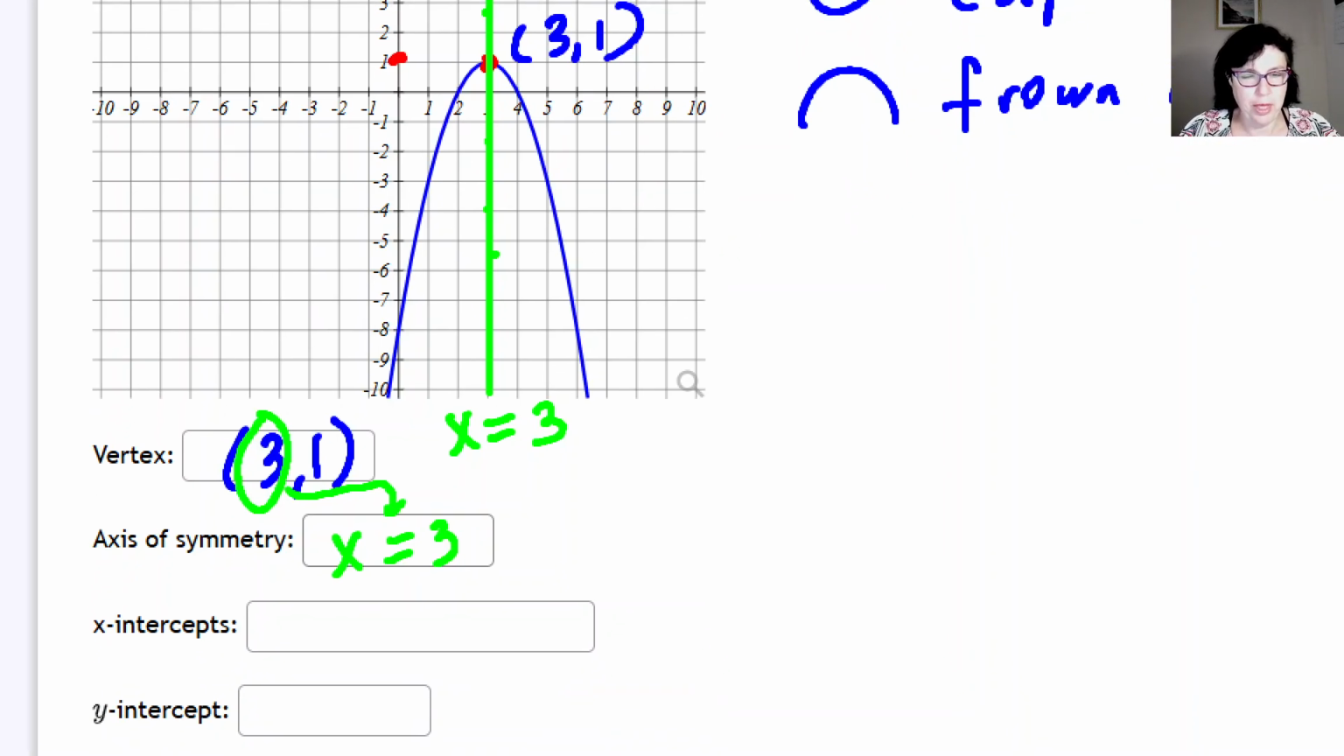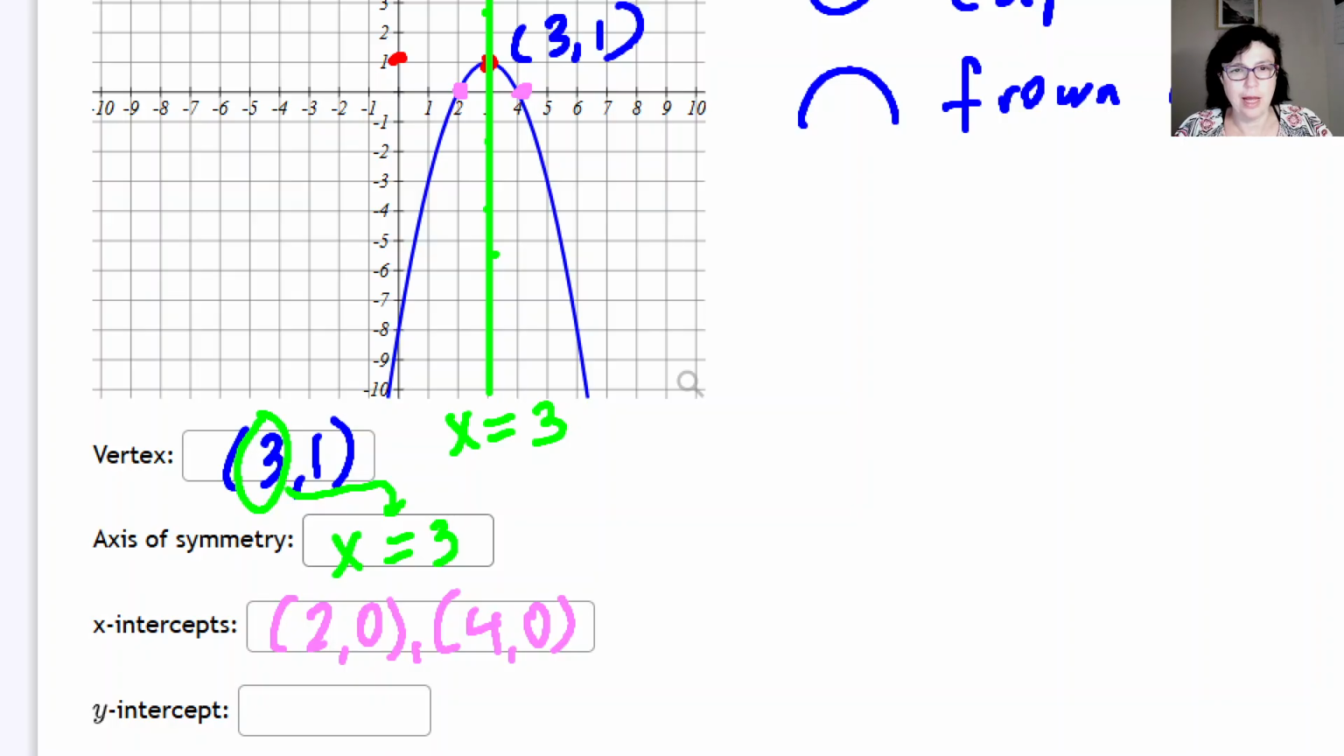What about the x-intercepts, if any, and the y-intercept? The x-intercepts are points where the parabola intersects the x-axis. One thing to remember about the x-intercepts is that the y is 0. In this case, this is going to be (2, 0) and (4, 0).